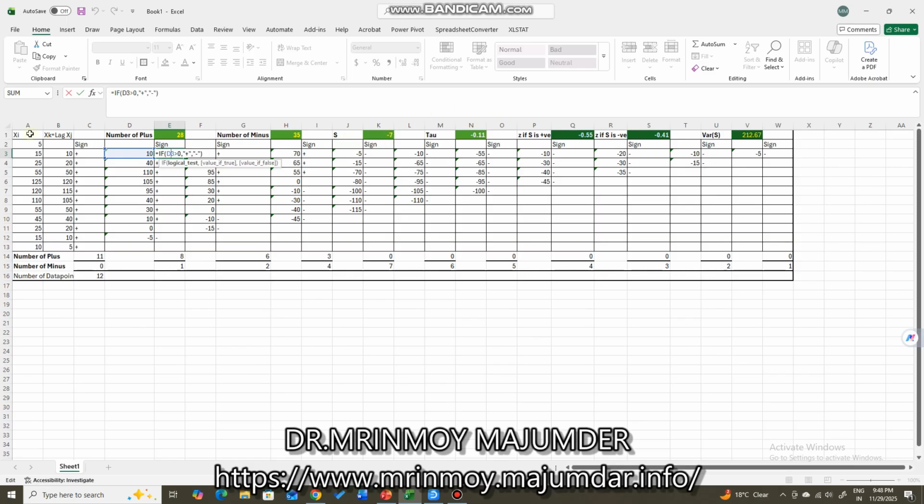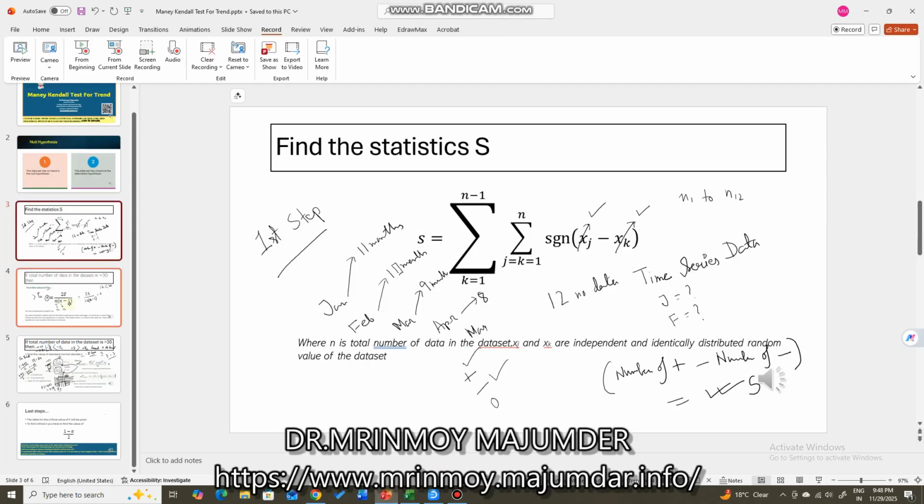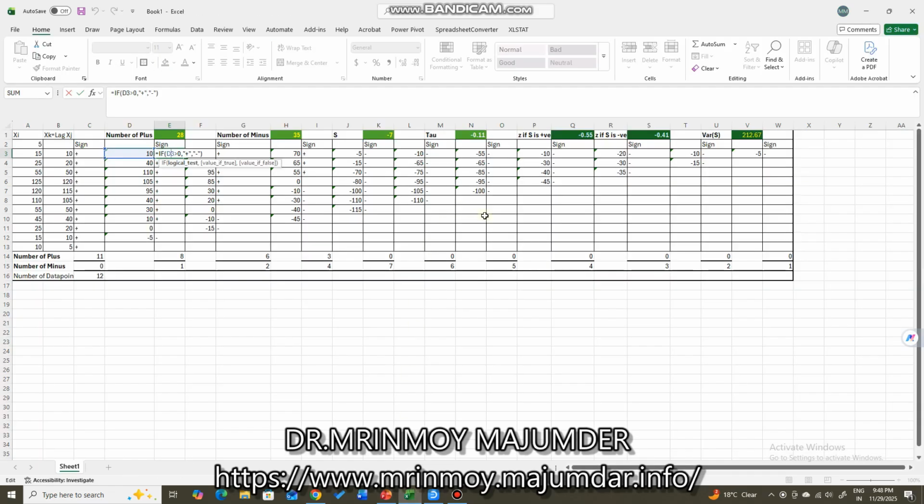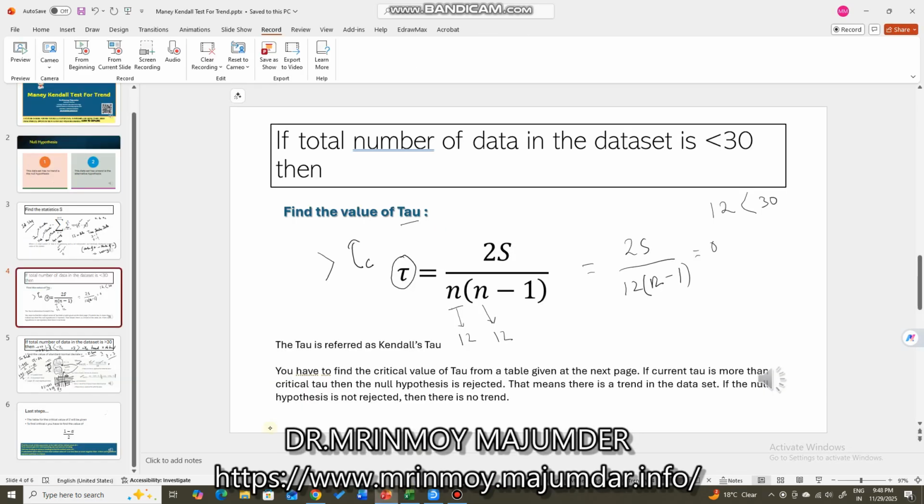As I have only 12 data points, as I've already discussed, if the number of data in your data set is less than 30, as is our case, you will use tau. You will calculate tau. So I have calculated tau. What is the formula of tau? This is the formula of tau: 2S divided by n into n minus 1. N is the total number of data points, so I have given 12, right? So in this way, I have calculated tau.